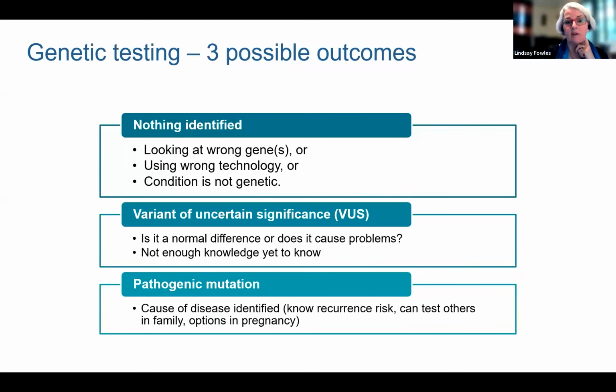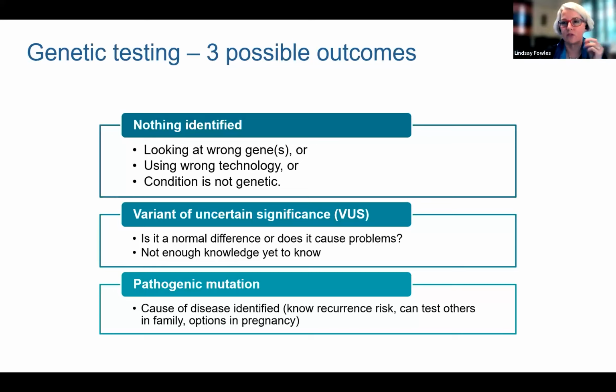We find an answer, a pathogenic mutation. Pathogenic just means we find the mutation or the gene difference that causes the disease. And that means we have clarity and understanding, and there are options available. Or we find a variant of uncertain significance, which we refer to as a VUS, because we love an acronym. And it just means at this time, we don't understand what it means. Notice my focusing on at this time.